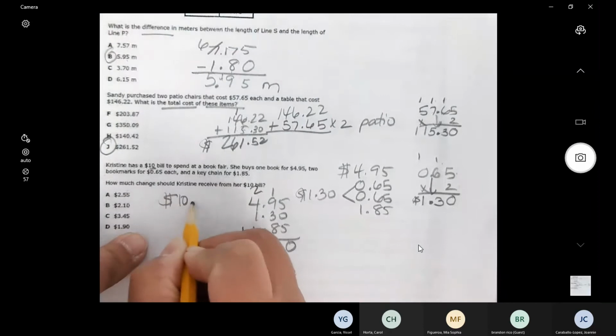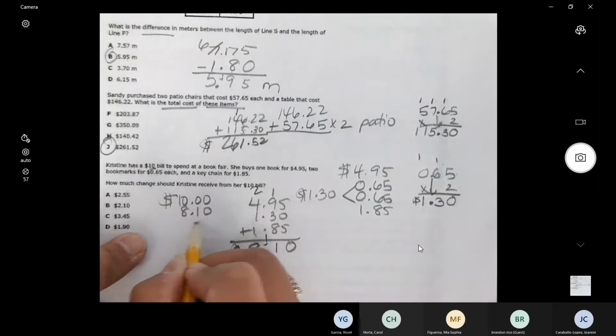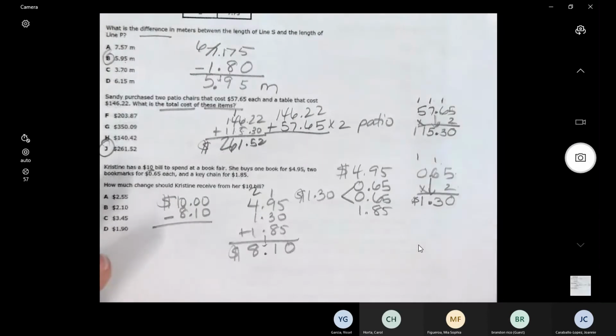What do I have to do, Mateo? Huh? Subtract. So the word is subtract, okay?